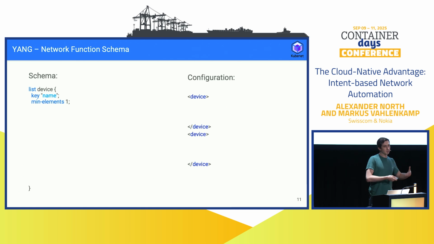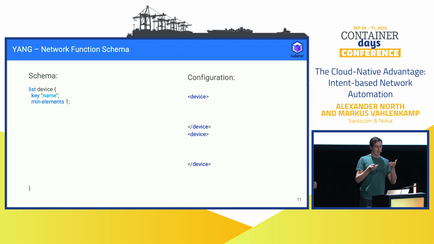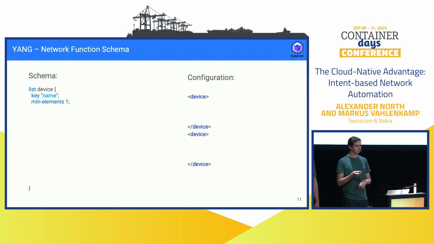It can become very complex, but I want to show a quick, simple example here. On the left-hand side, we have a schema, and on the right-hand side, we have an XML representation of a configuration that matches this schema. We start here by having a list of devices. We have some attributes on this. So for example, we define a key to be able to look up items in this list, and we have a constraint that we have at least one element. On the right-hand side, we see we have 2 blocks with device, which means we have 2 device items there.